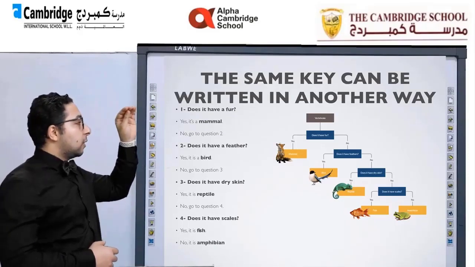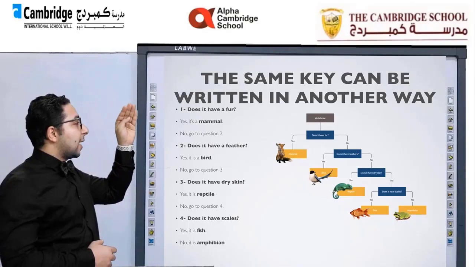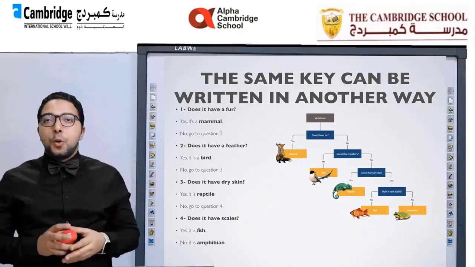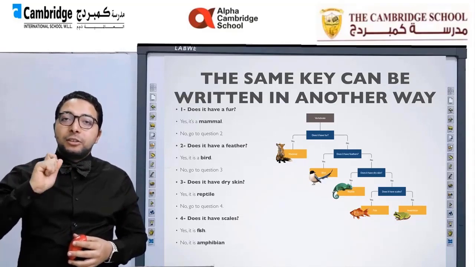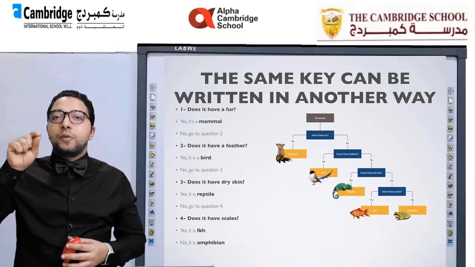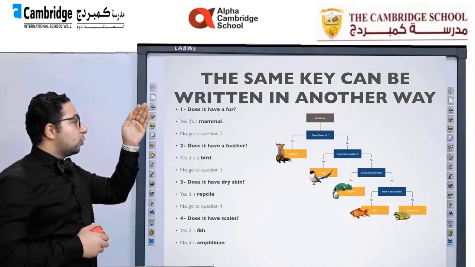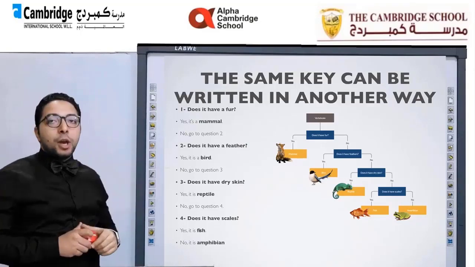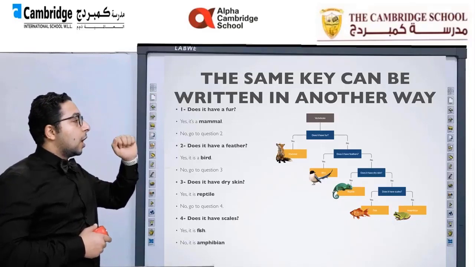So the first question is coming on top. Does it have fur? Yes, it's a mammal. If no, then we need to go to the second question. As you can see, we write yes. If the answer is yes, we write the name of the animal. If the answer is no, we write the number of the question that we need to visit. So as you have seen in the first question, no, go to question 2. Question 2, does it have feathers? If yes, then we are talking about a bird. If no, then we go to question 3.